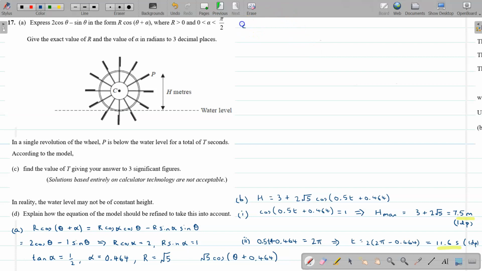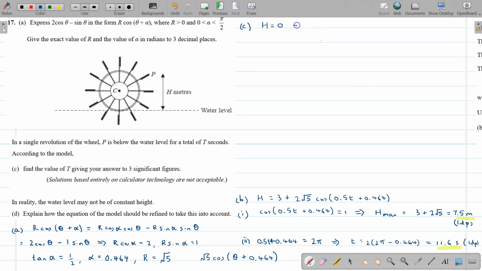And here we go. So in part C, it's asking about the fact that the paddle will spend a certain amount of time underwater, and it wants to know how long it spends underwater. So what we're going to do is look at the critical point, the point it enters and leaves the water, and find out what the cos of 0.5t plus 0.464 is at those times. So h would have to be 0. That's the key thing there, because it would just be touching the water. So that's like the critical value.